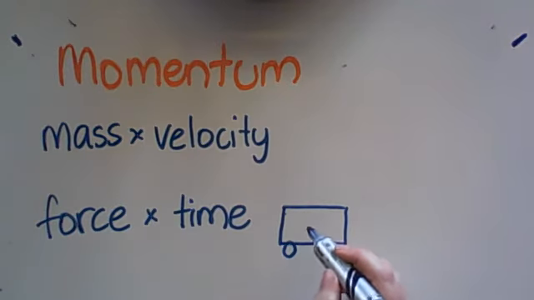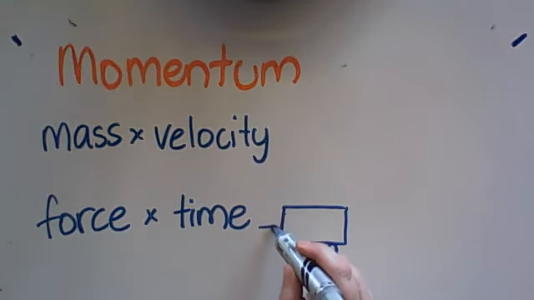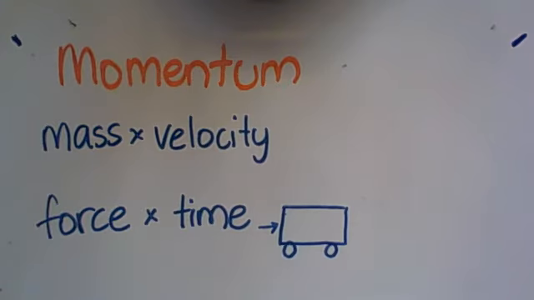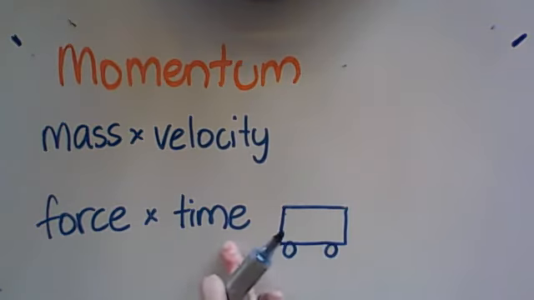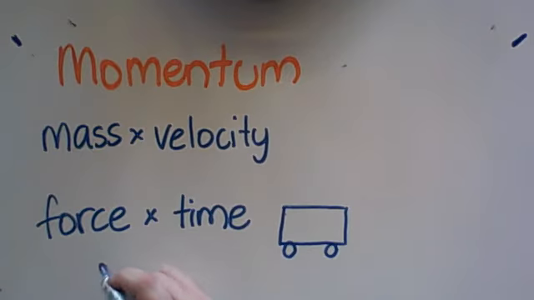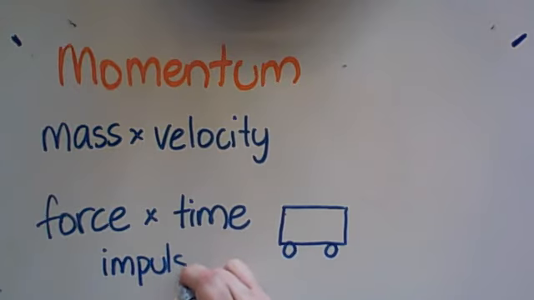So if we take this car and we push it, we will give it some momentum. We have applied a force to it. Now, we can apply a little force for a fairly long time and we can get some momentum out of it. We can apply a big force for a short time and get some momentum out of it. So this here, force times time, is often given the special science name of impulse.